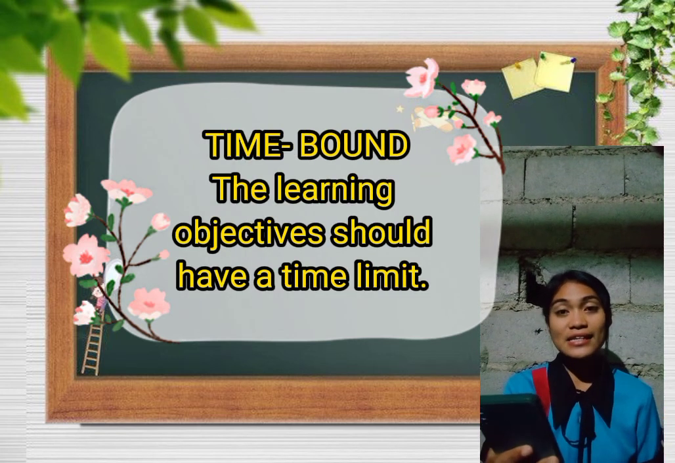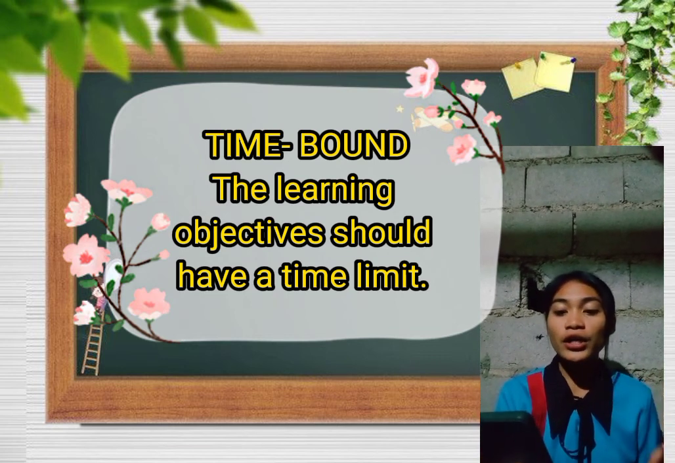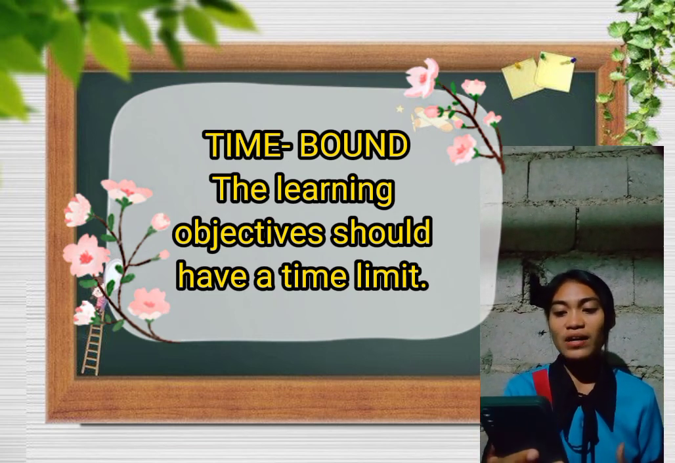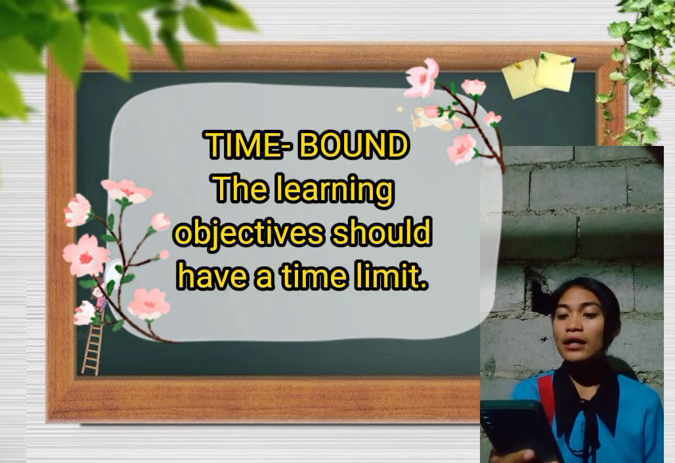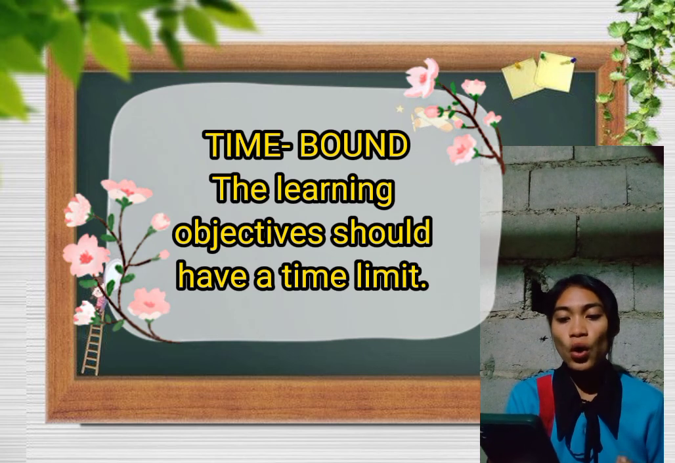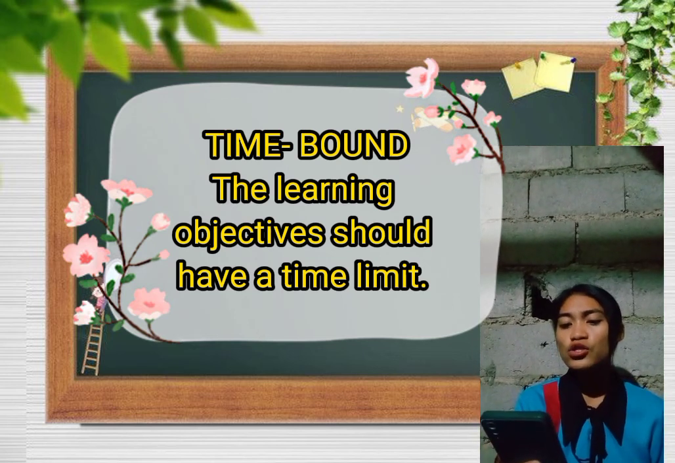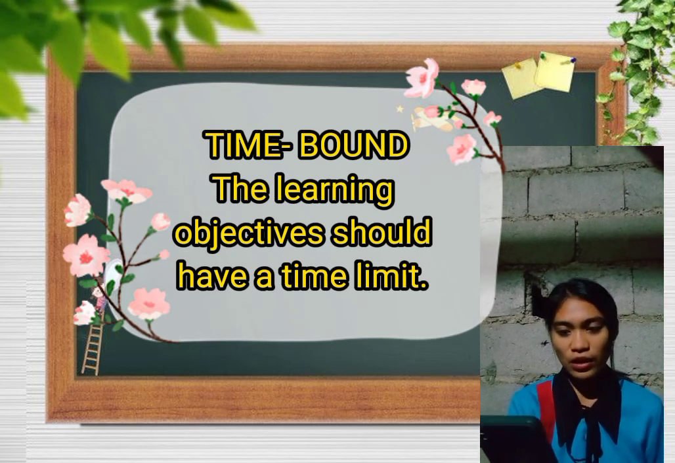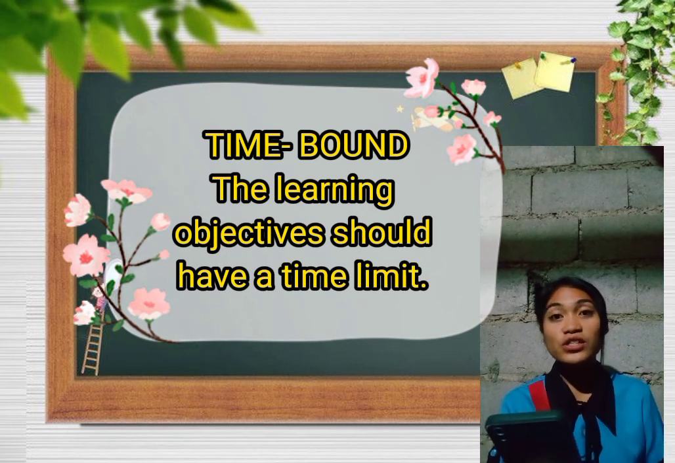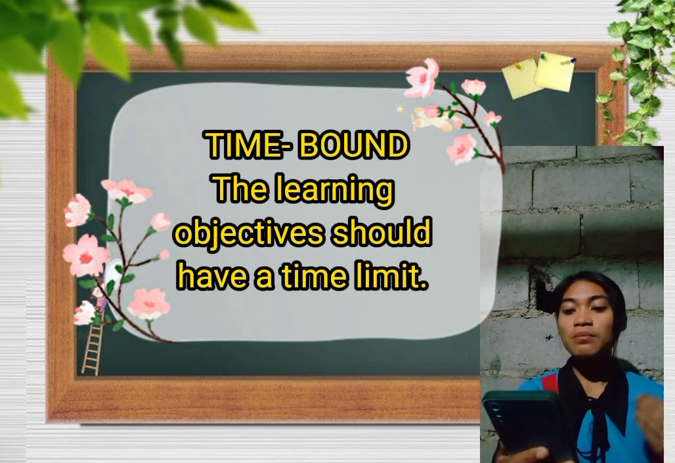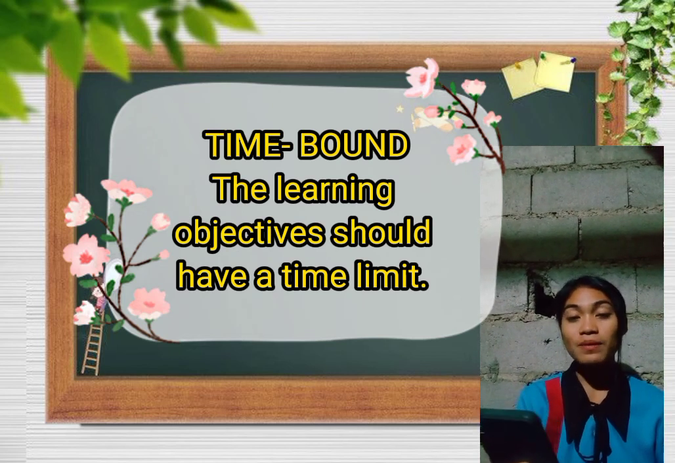The last one is time-bound. The learning objectives should have a time limit. Make sure that in making learning objectives, your expectations have a time limit. This is usually done by using a phrase, for example, "by the end of this training." This can be done by any other means, but the time frame must be specific.